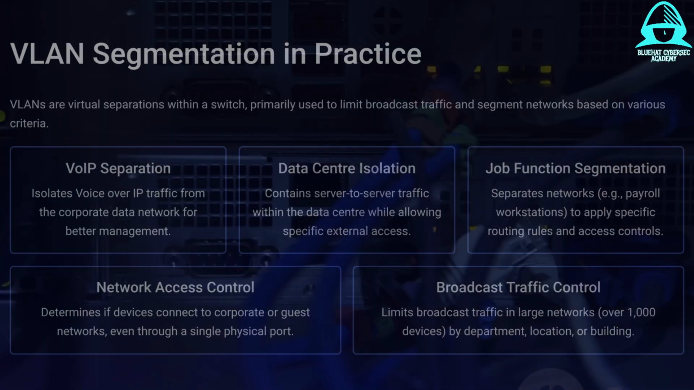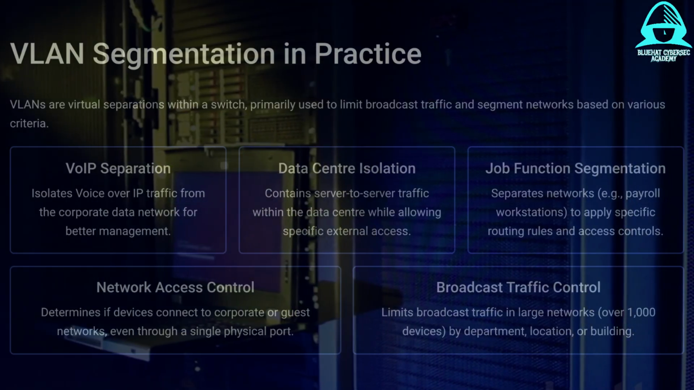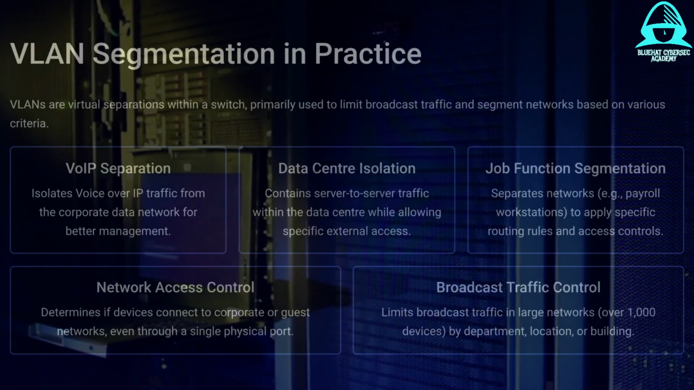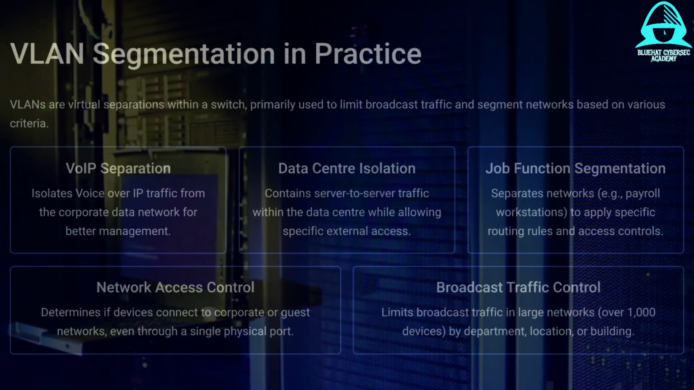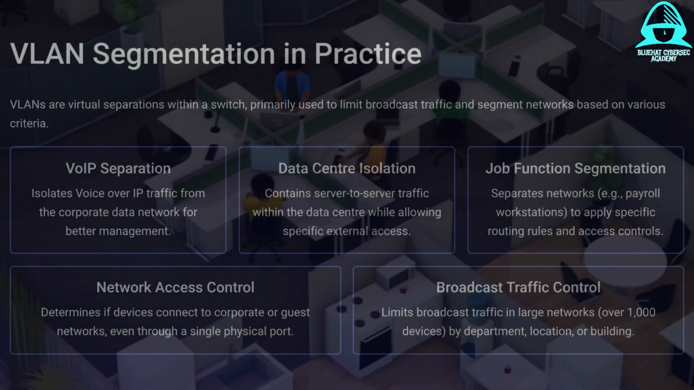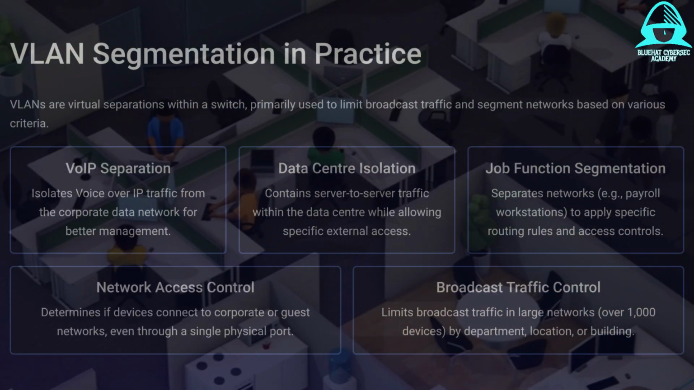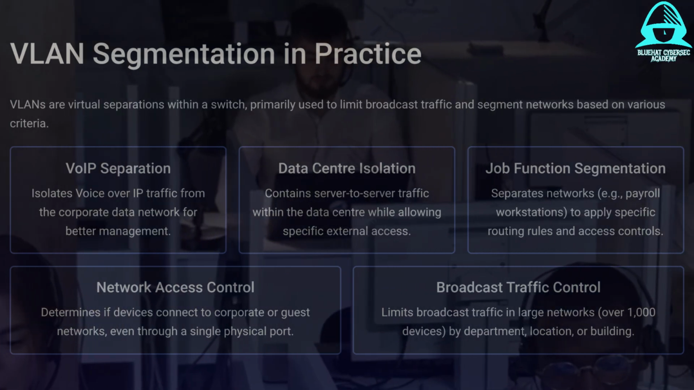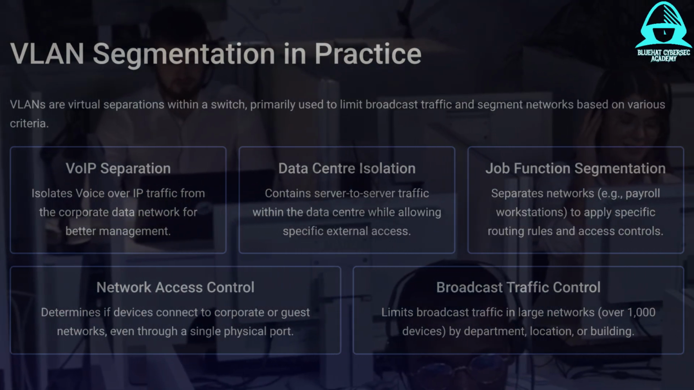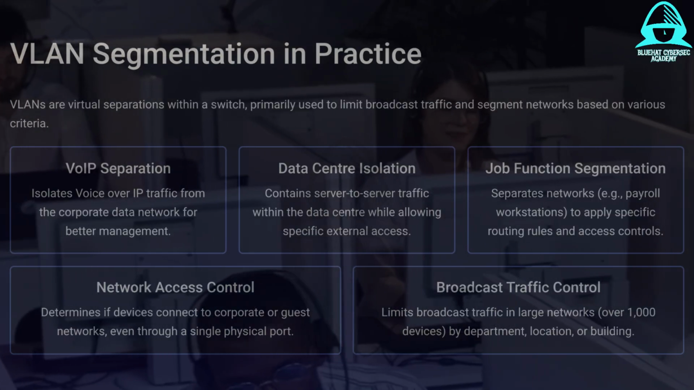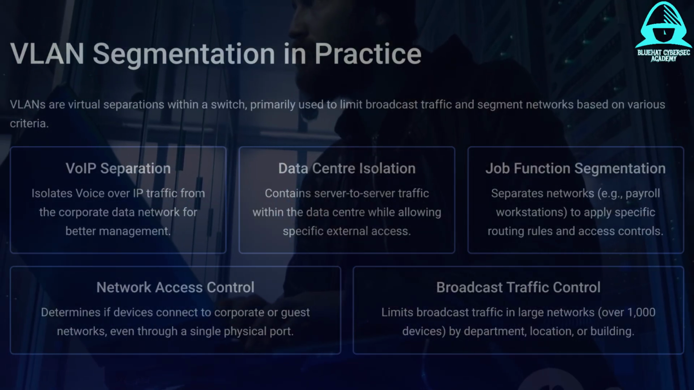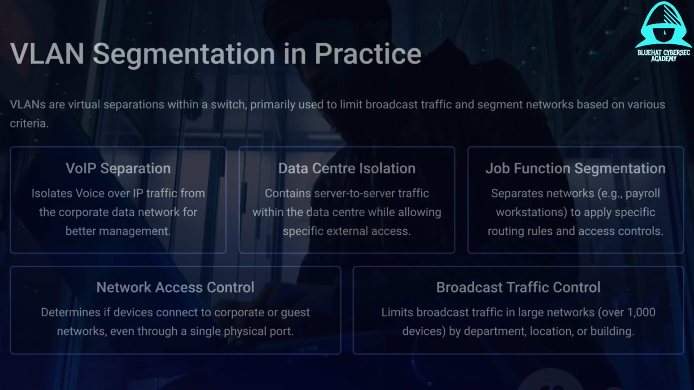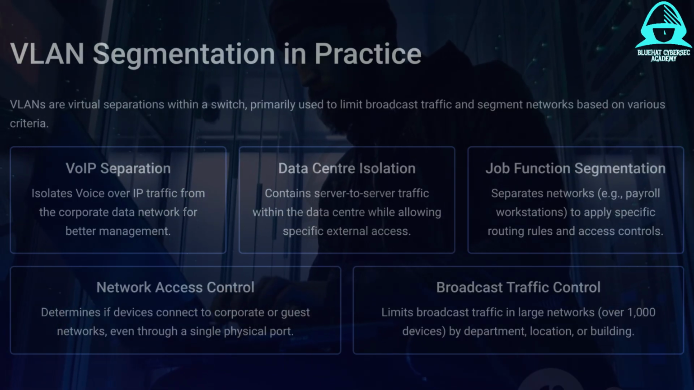Another common use of VLANs is to separate the data center from all other network traffic. This approach helps contain server-to-server traffic within the data center, while still allowing specific traffic from workstations or the web to access servers, as discussed earlier. VLANs can also be used to segment networks based on job function. For example, a VLAN can separate payroll workstations from the rest of the workstations on the network. Routing rules can then be applied so that only devices within this payroll VLAN can access servers containing payroll information.